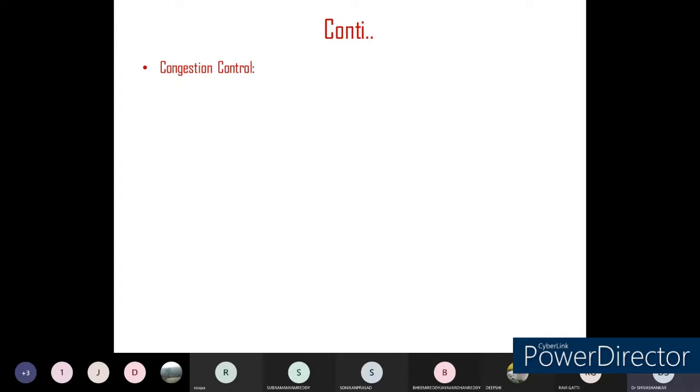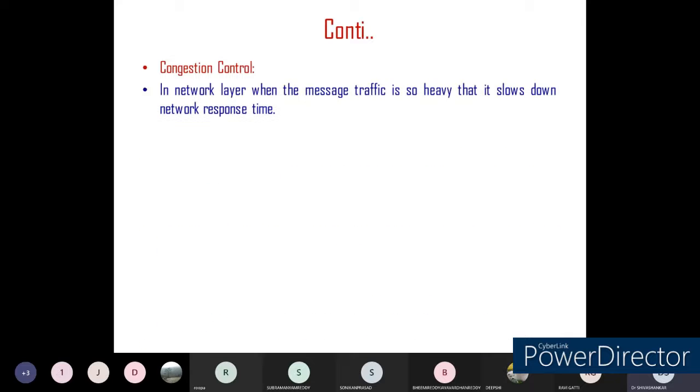Now let us discuss what is congestion control. Congestion is when a source wants to send n number of data packets. Also in a single switch, if there are n number of virtual local area networks, there will also be some errors. That is called congestion control.